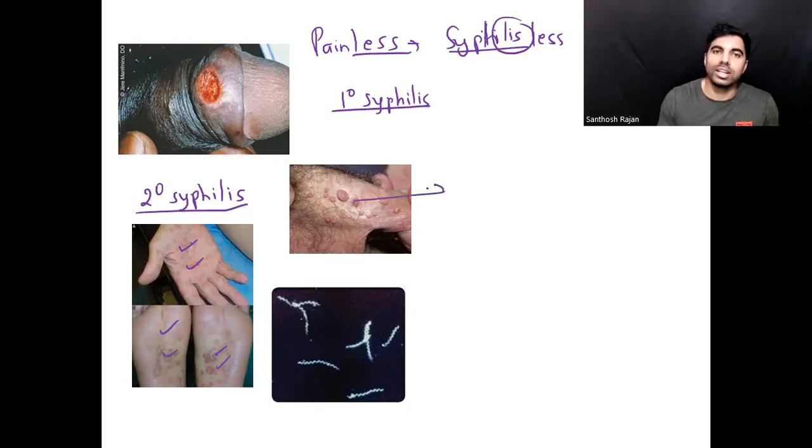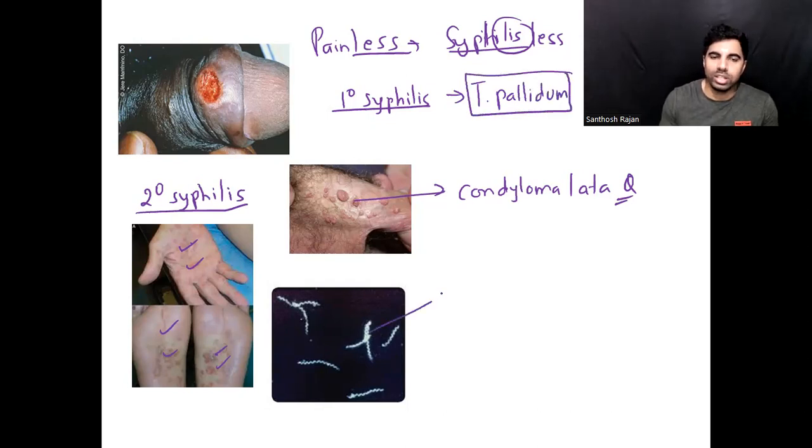And this is condyloma lata, not acuminata. Acuminata is caused by HPV. This is condyloma lata, secondary syphilis. This picture also, if they give and ask, this is secondary syphilis. Caused by Treponema pallidum. You know the organism is Treponema pallidum. It is a spirochete. This is Treponema pallidum. This is the spirochete. See, this is the one. In spirochetes, what are the things you should know?